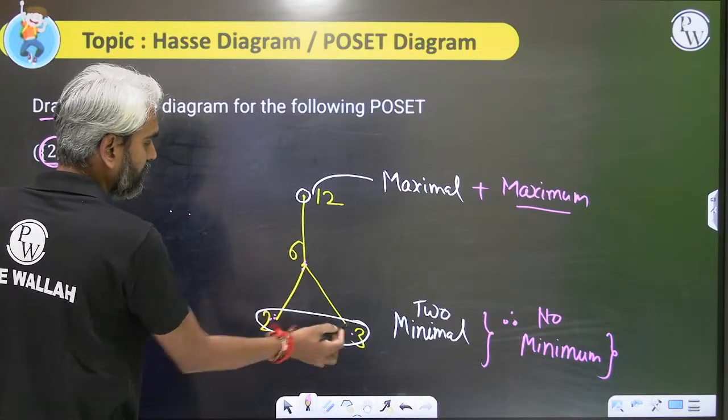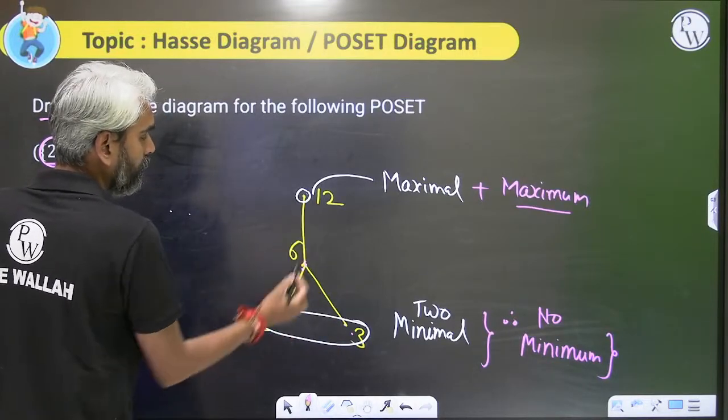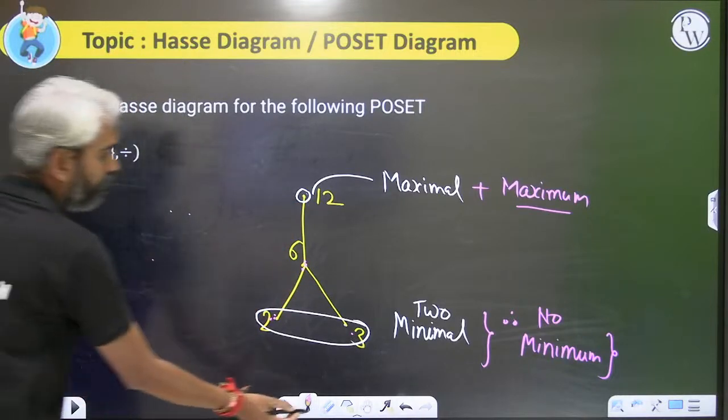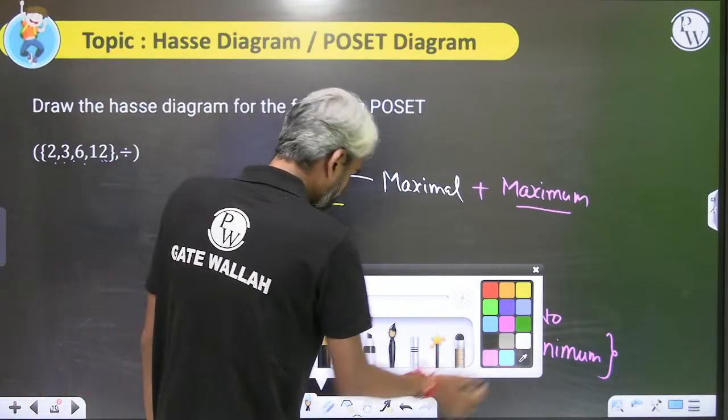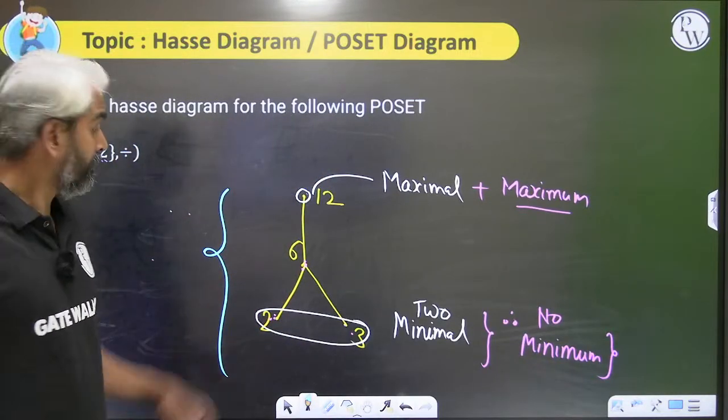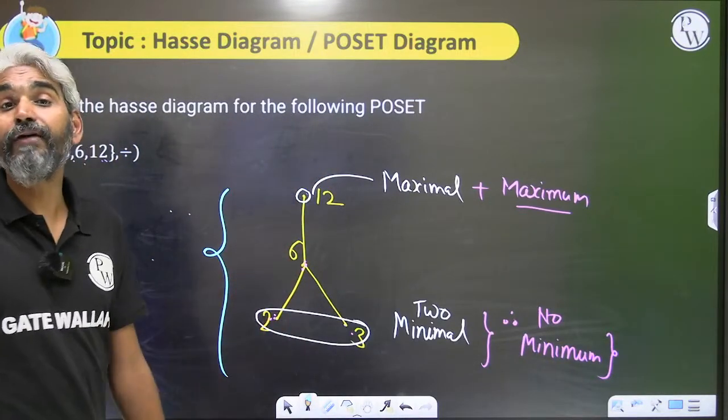3 and 6 will be 6. 3 and 12 will be 12. 6 and 12 will be 12. 12 and 12 will be 12. So least upper bound exists for every pair of elements. In this particular poset, least upper bound exists for every pair of elements.